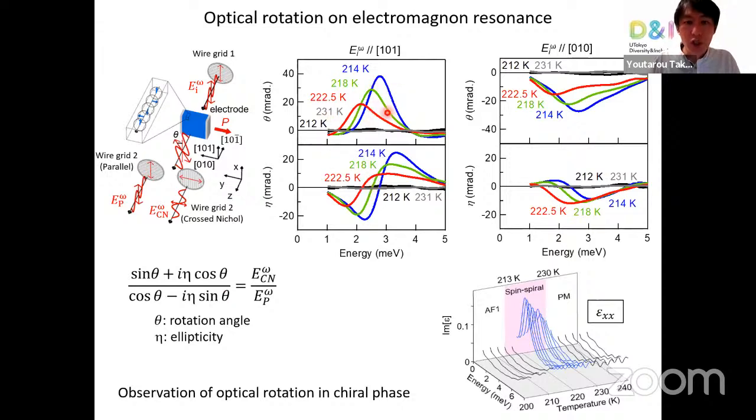So you can see the clear resonance of the optical rotations. This peak magnitude is 40 milliradian. In the ellipticity, we can see some dispersive structure, and this optical rotation appears only in the spin spiral phase. This result suggests the appearance of natural optical activity and that the material becomes chiral.